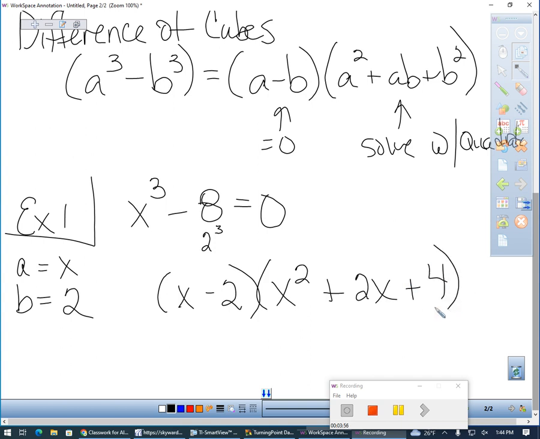All right, what are you lost on? So basically, where do you get the minus 8 equals 2 to the third? 2 to the third power is the same as 8, right? 2 times 2 times 2 equals 8. You've got to break that one down.